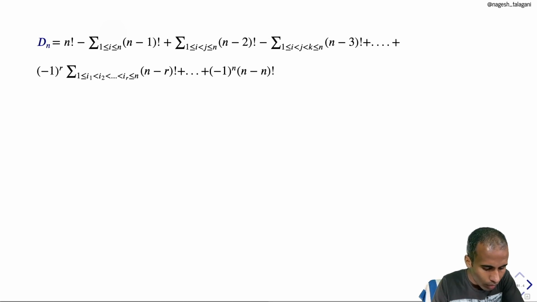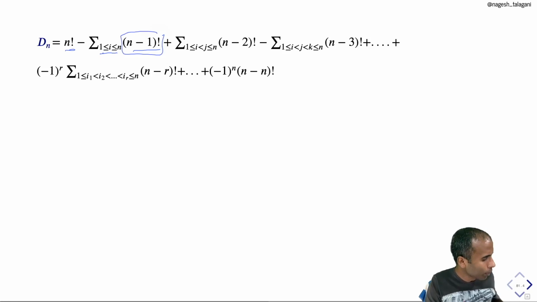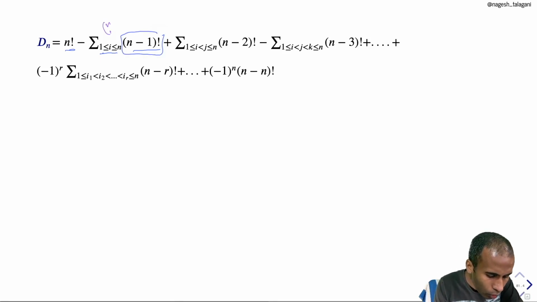So Dn equals n! minus the summation over 1 ≤ i ≤ n of (n-1)!. Here this summation varies over i from 1 to n, so there are n terms in the summation. I would rather say C(n,1) terms, each equal to (n-1)!. So this sum adds up to C(n,1) times (n-1)!.